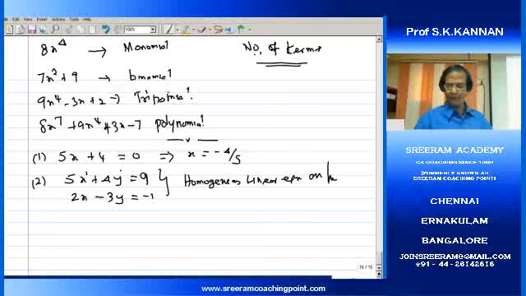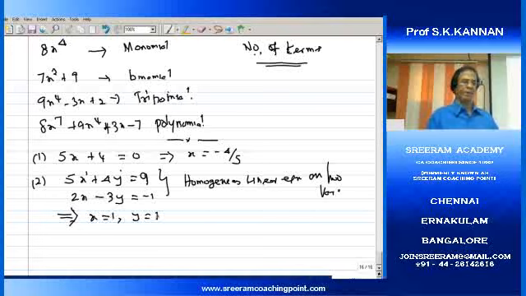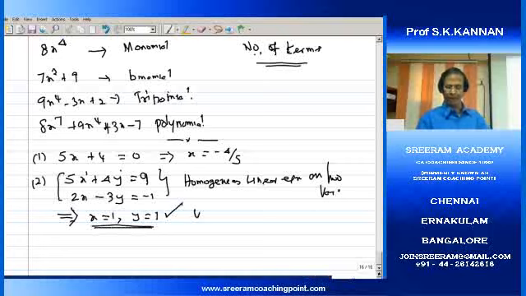On 2 variables, this also we know how to solve. After solving, we get x equal to 1 and y equal to 1. We are able to get a solution and only one solution. We say the solution is unique. Only one, unique solution.